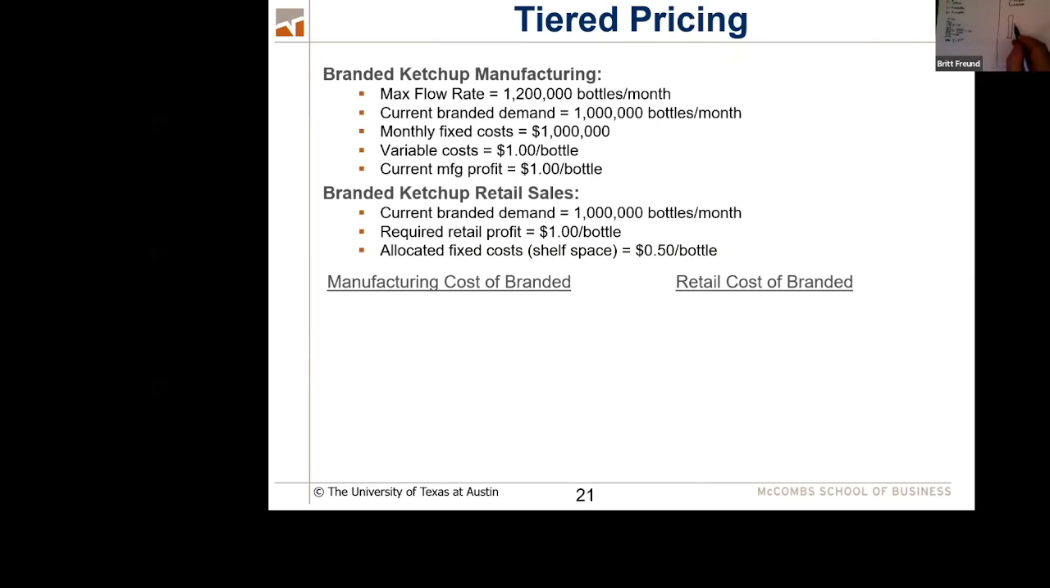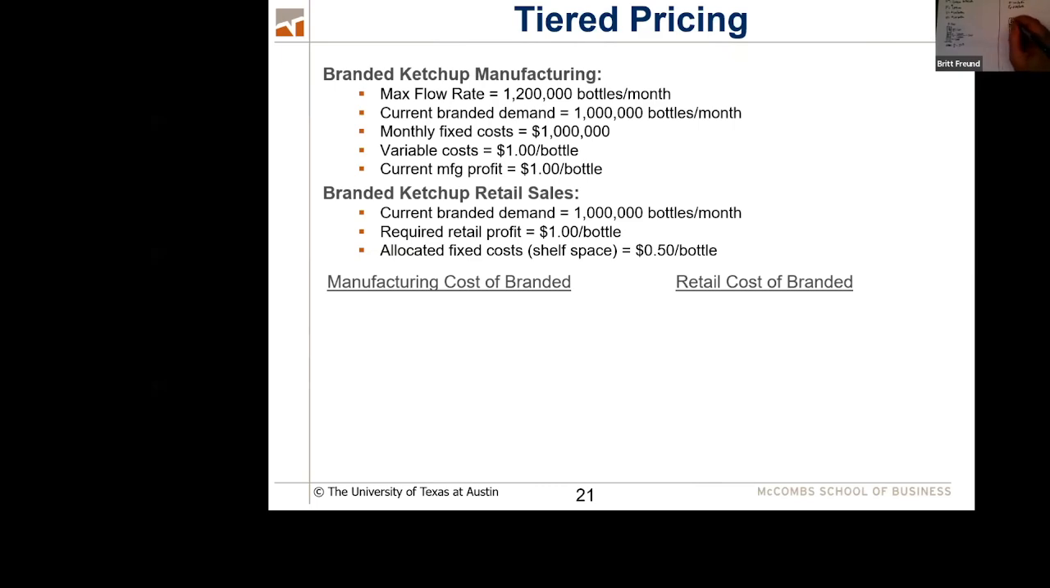That's taller. Why is this taller? HEB has to buy a bottle from Hunt's, and they had to pay $3. So HEB's variable cost is $3, right? Because HEB is paying $3 for every bottle they acquire from Hunt's. Okay, so that's HEB's variable cost. Then HEB, as noted, has an allocated fixed cost of 50 cents per bottle.